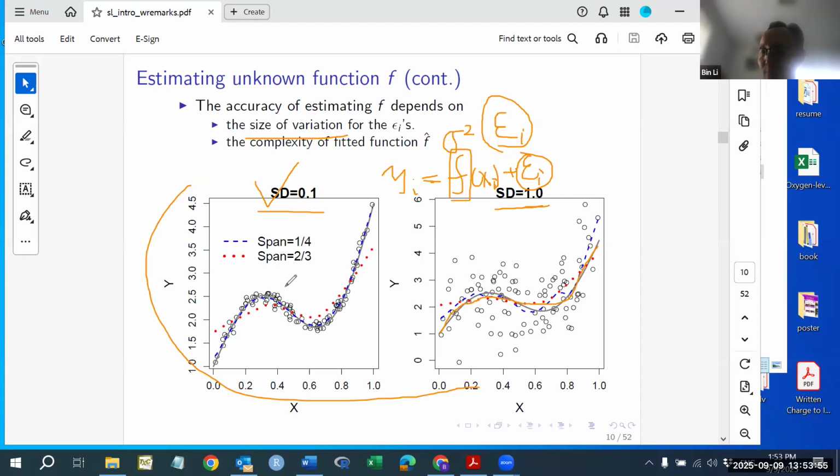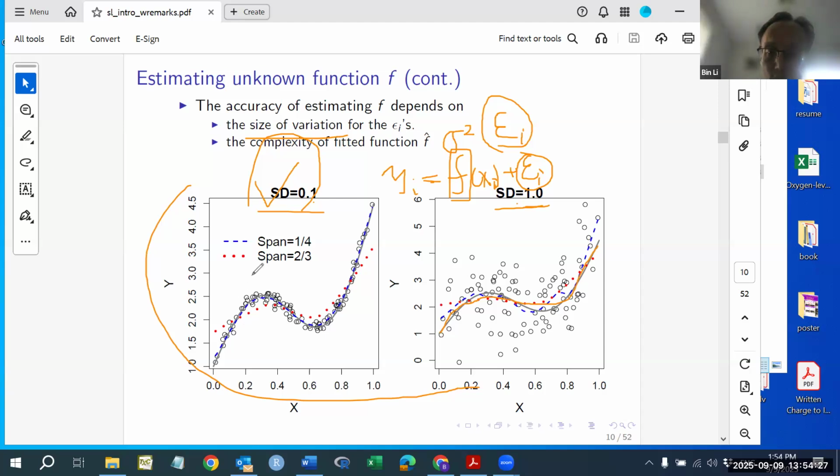So the variation for the epsilon i is much smaller in this example than in this one. That's why you can see all these observed circles are very close to the smooth curve. That is because of the small variance for the epsilon i's. And then we can, of course, fit the underlying truth very closely, right?